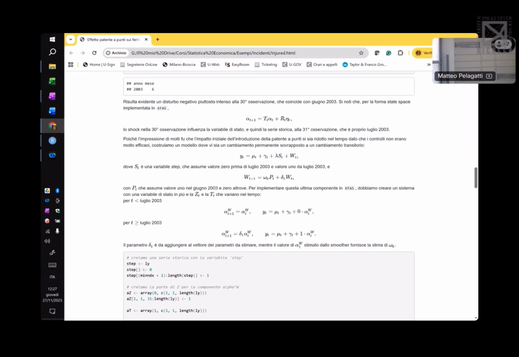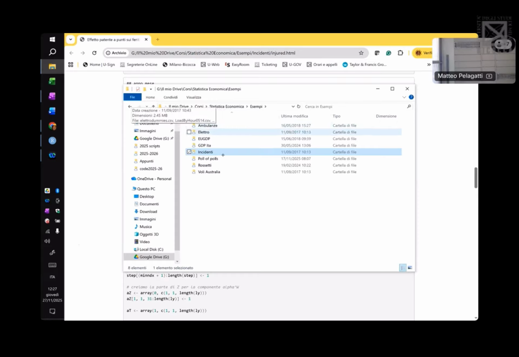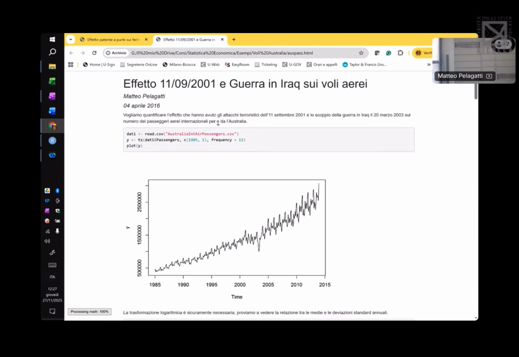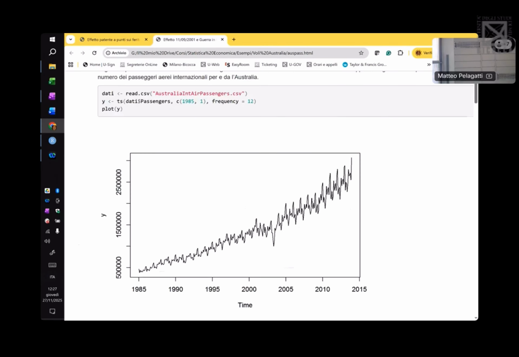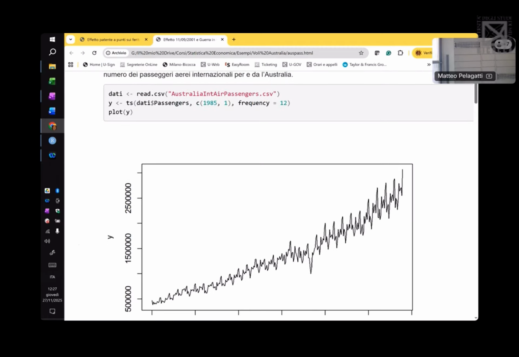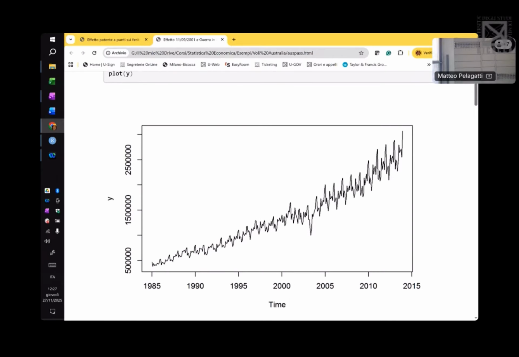Another example where I do something similar, actually the same kind of models. Instead of measuring the impact of a policy, I measure the effect of terrorism on the number of flights here. This is very similar, so I can translate them and put it on the e-learning. This is international flights to and from Australia. It's also a time series you can download very easily because it's public and it's very long.